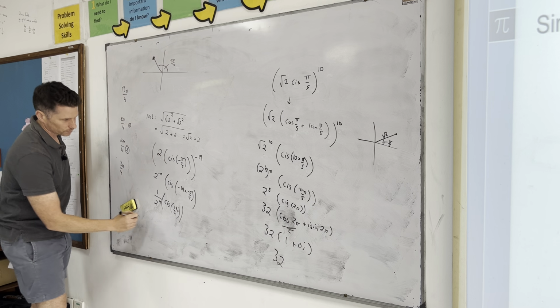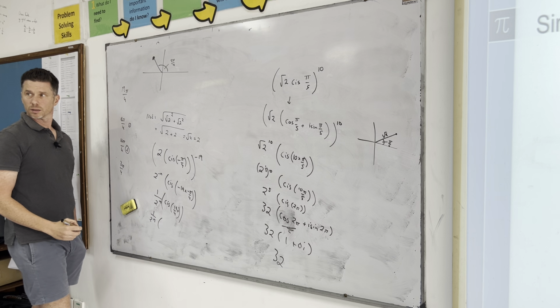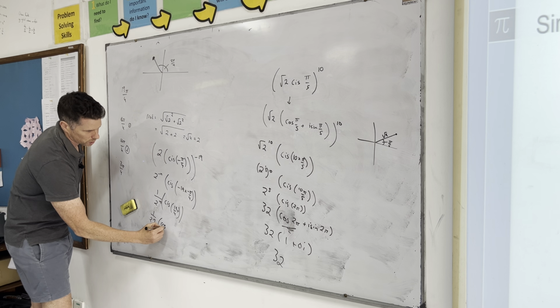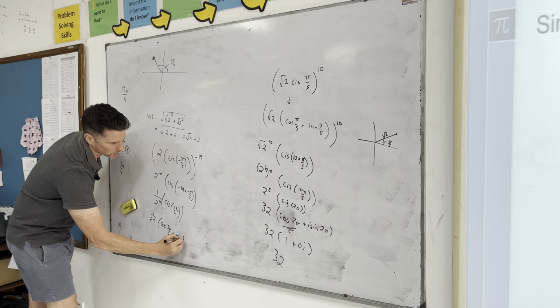That's a good point. So 1 over 2 to the power 19. Well, just think about it. 3 pi over 4 is how many degrees? 180. What's cos 3 pi over 4 and i sin 3 pi over 4?